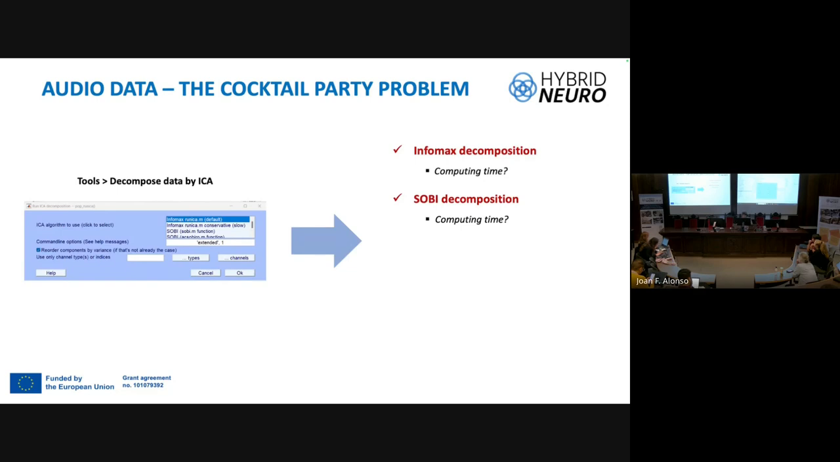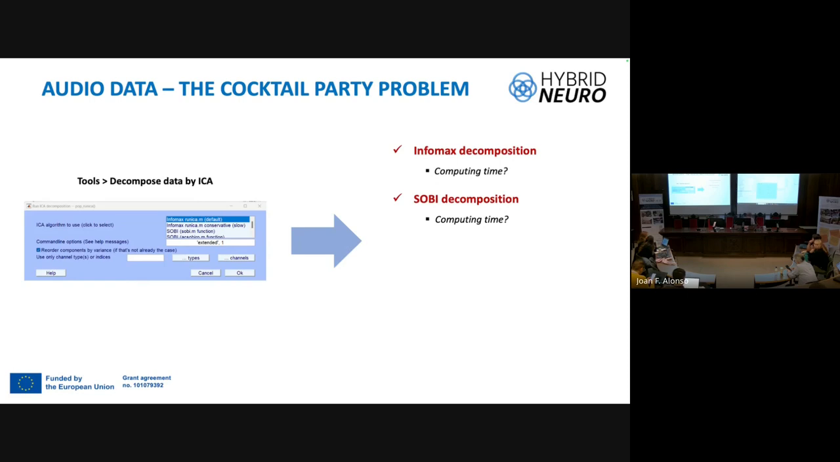Please, you can start first with the SOBI algorithm, and if you have time later or after the session, you can also test the Infomax algorithm, because the problem is the computation time. The computation times of both ICA algorithms are very different. For example, on my laptop with an Intel Core i7 processor, the SOBI algorithm takes around 7 seconds to decompose the signal, while the Infomax algorithm takes about 4 minutes.